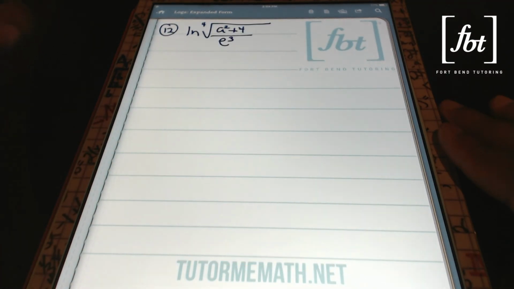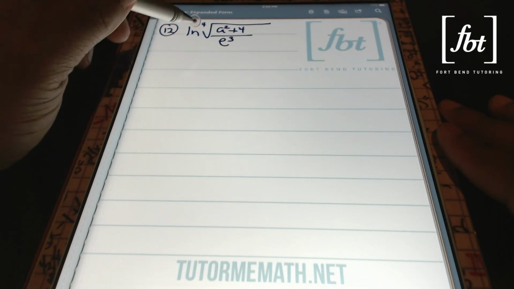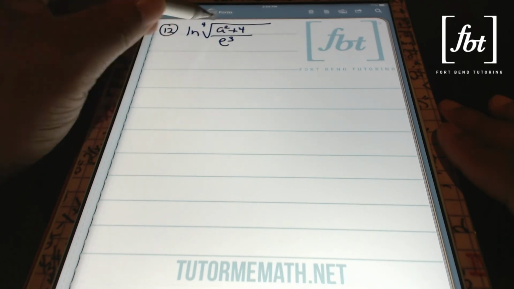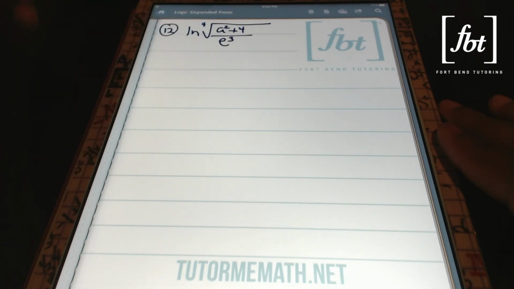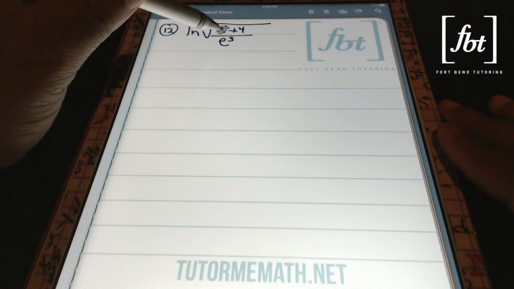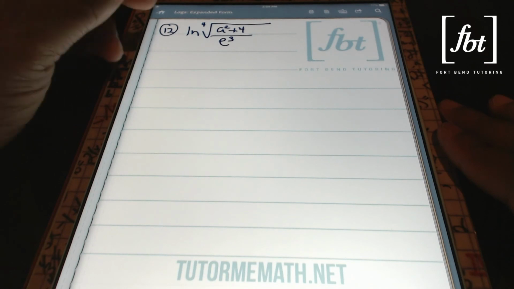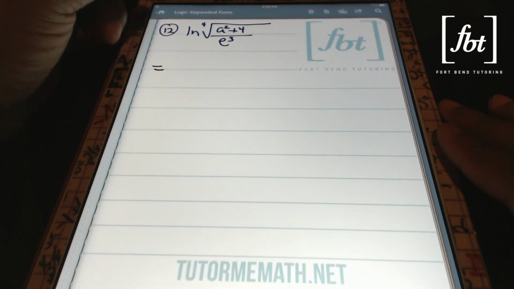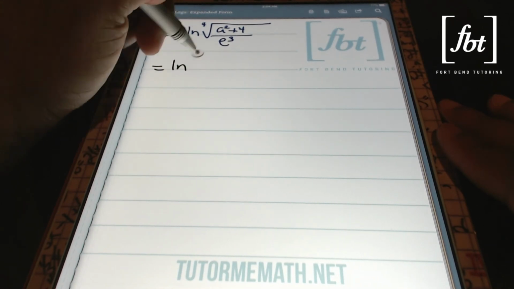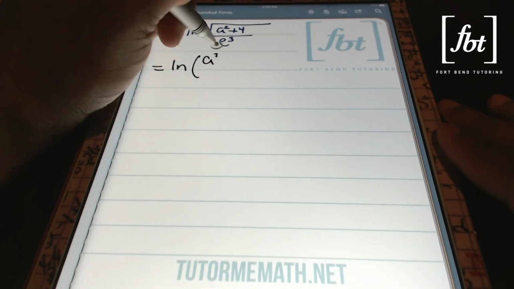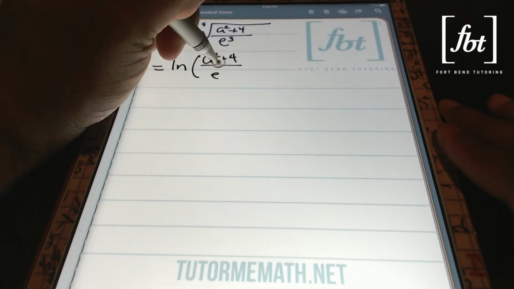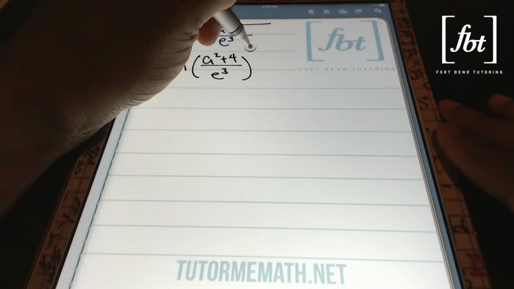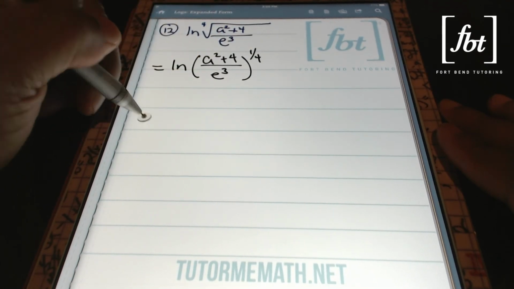Let's keep it moving. With problem number 12, we have the natural log of the 4th root of a squared plus 4 divided by e to the third power. Now, this root is going to be over the entire expression here, just to let you know. This fourth root's radicand includes the e to the third power. So when we rewrite this, we'll go ahead and show that this is the natural log of a squared plus 4 divided by e cubed raised to the 1/4 power, like so.